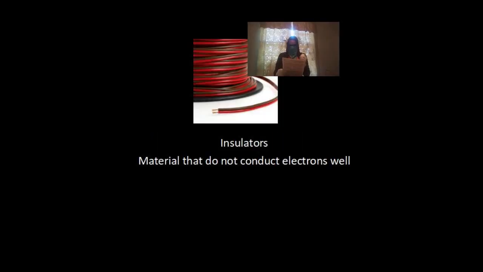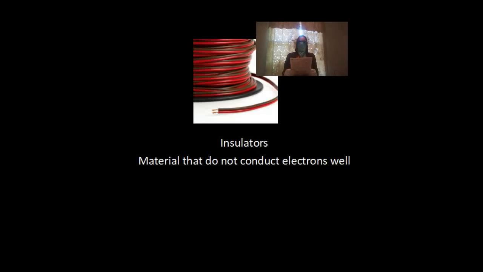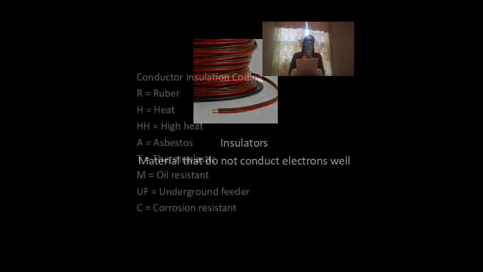Conductor insulation. Materials with only a few free electrons do not conduct electrons well. These materials are called insulators. To keep the electron flow contained to the conductor path and to prevent contact with other conductors and people, conductors are coated. This protective coating is called insulation. As the name implies, insulation is made of insulating materials such as rubber, plastic, and other synthetic materials.